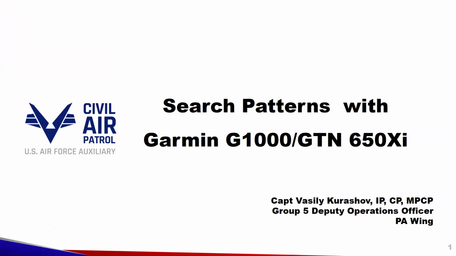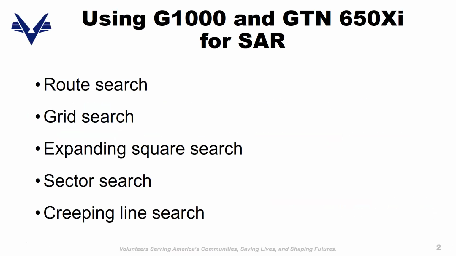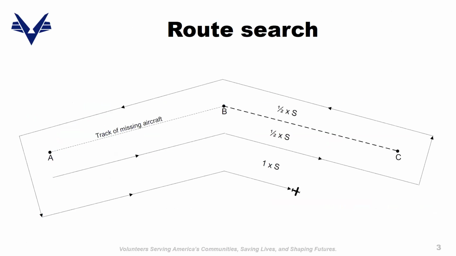Greetings, everyone. Here's the first model, and that one is a general use of Garmin G1000 and GTN 650 XI for search. So different search patterns using just the basic features of the avionics. And we will cover route search, grid search, expanded square search, sector search, and creeping line search. Let's start with the route search.